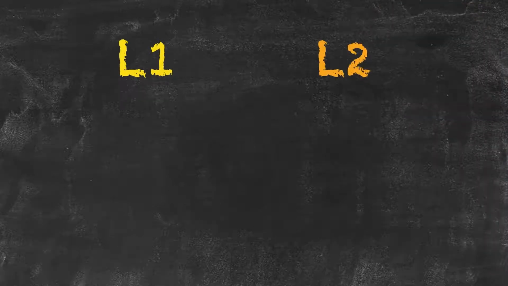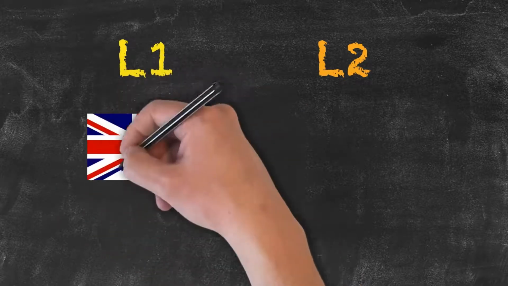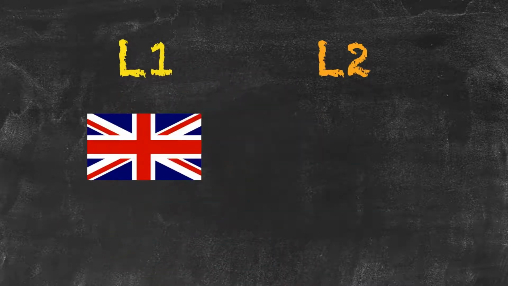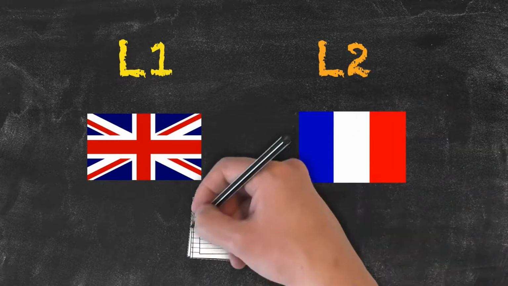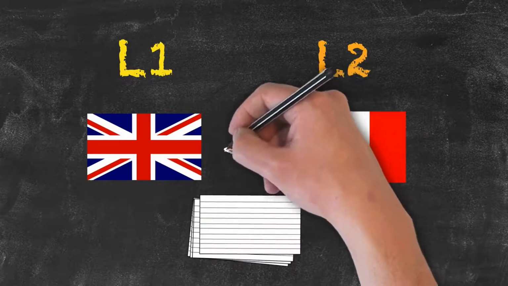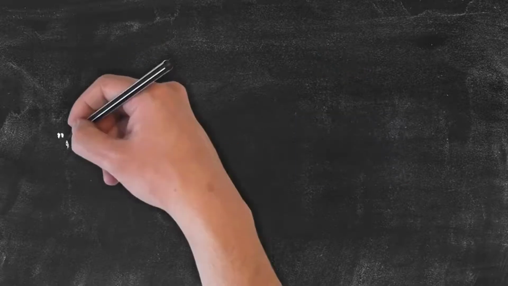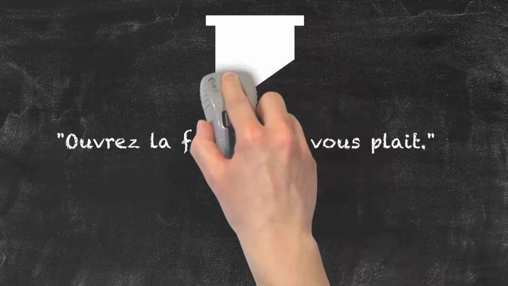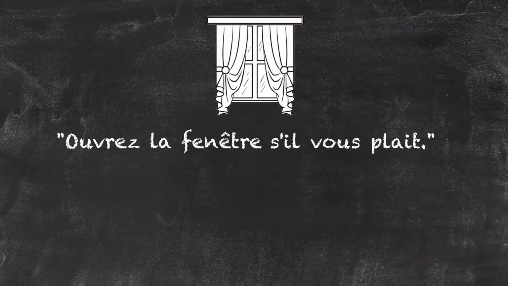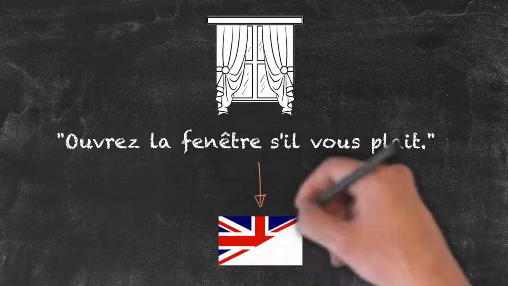So we could take a simple example. Let's imagine that our native language was English and our target language was French. And let's assume that we want to translate a document from French into English. Let's take a simple sentence. Here's a sentence in French, ouvre la fenêtre, and we'll add s'il vous plaît at the end. What we want to do is to take this L2 and translate it back into English.